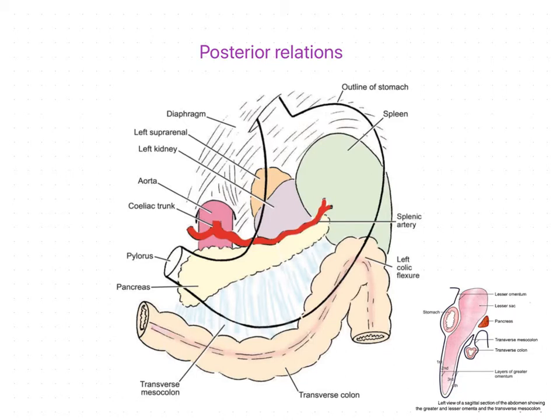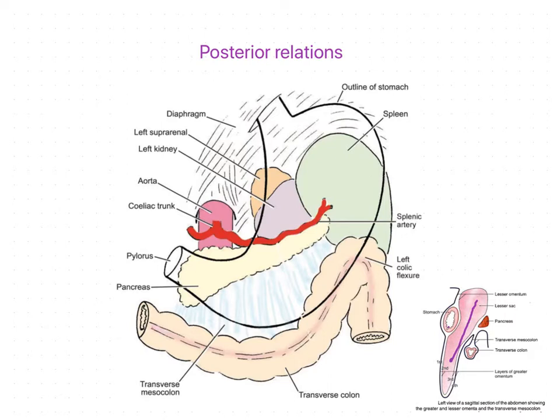So all of which are separated from the stomach by a cavity of the lesser sac. Here we can see in the sagittal section, this is the stomach. This one is separated by the lesser sac, and behind this lesser sac, that means on the posterior aspect, we will find all these organs which are forming the stomach bed. These structures are, one is the diaphragm.